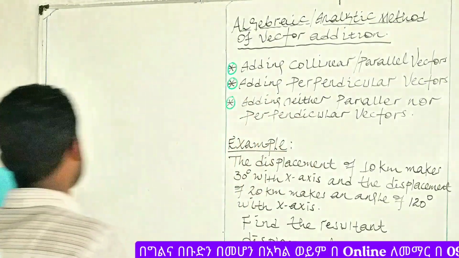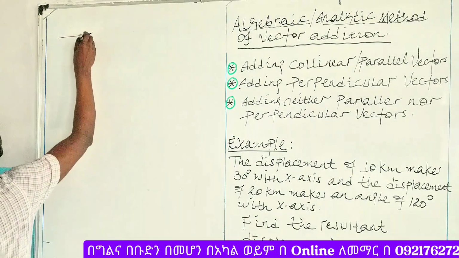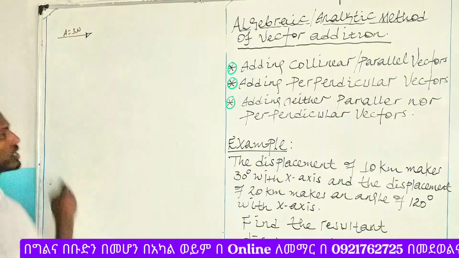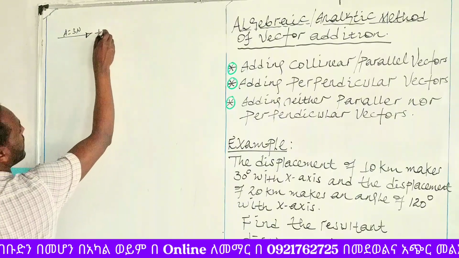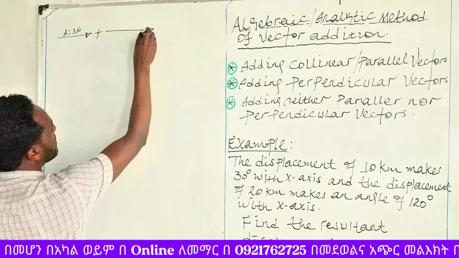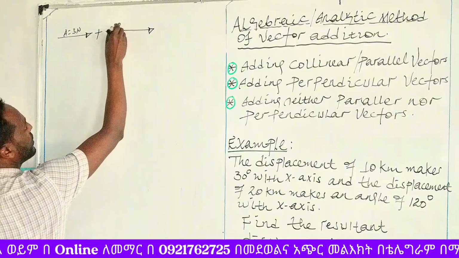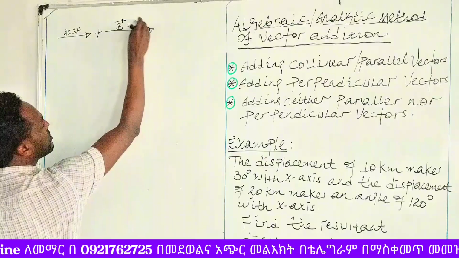Let's see an example. For instance, let's say this is vector A with a magnitude of 3 Newton, and we have another vector, vector B, which is acting in the same direction as the first vector, vector A, with a magnitude of, let's say, 6 Newton.